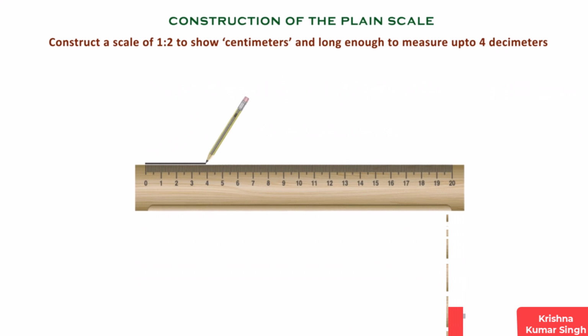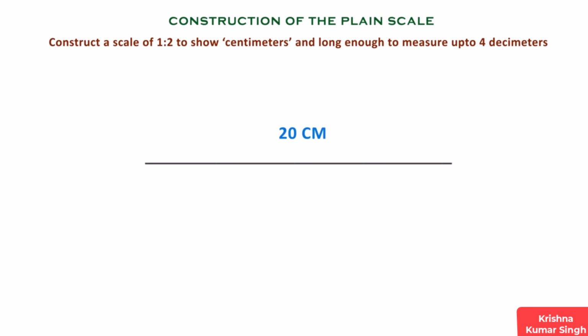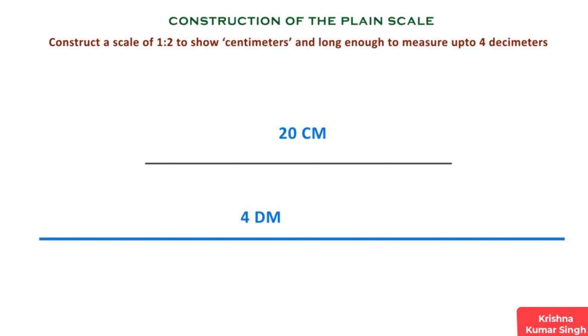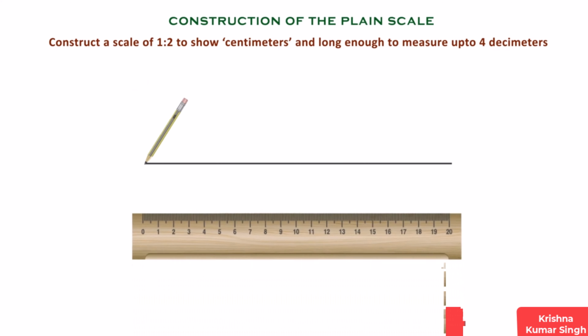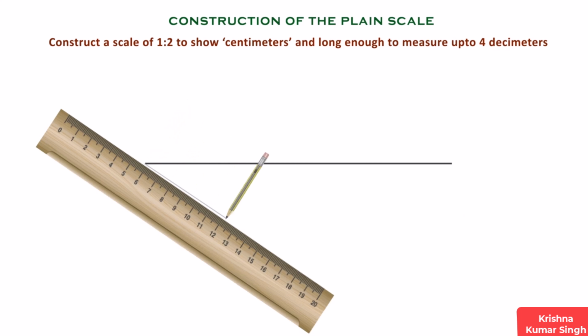Now, let's draw the line of length 20 centimeters. But, in reality, it represents a maximum length of 4 decimeters, or 40 centimeters. We need to divide this line into 4 equal parts, because it is mentioned in the question that measure up to 4 decimeters. So, 20/4 gives the length of each part. That is 5 centimeters. To divide the line into 4 equal parts, we need to draw a line at an angle to the original line.